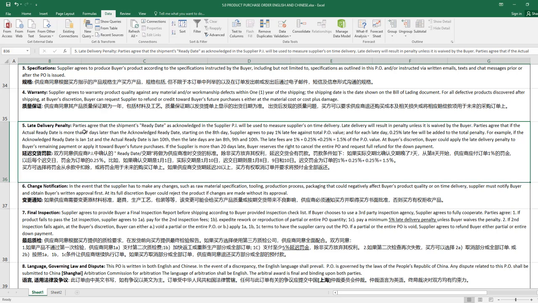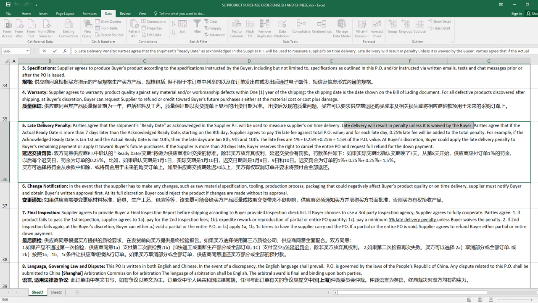So whether it's a 7-day window or 10 days window, once the two parties agreed upon the late delivery penalty, the leverage for you is for real because you have not paid for the remaining balance yet. So at your discretion, you can apply the late delivery penalty to the remaining balance. That means you can deduct the late delivery penalty from the remaining balance against the purchase order.